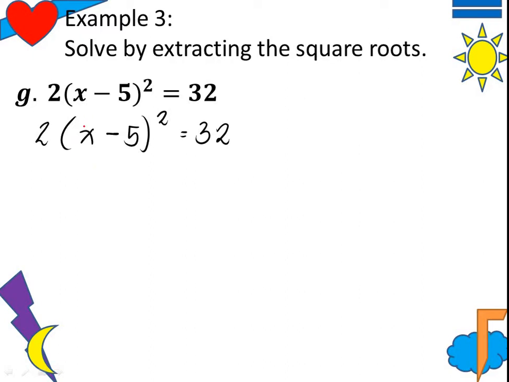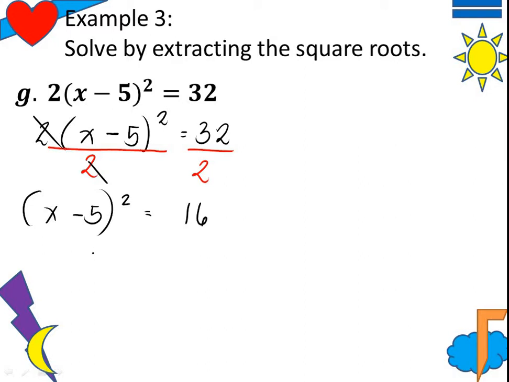So para makuha natin yan, we need to eliminate 2, followed by square, and then minus 5. So start removing 2 here by dividing both sides by 2. Here, 2 times the quantity of the square of x minus 5 divided by 2 is the square of x minus 5 na lang is equal to 32 divided by 2 is 16.